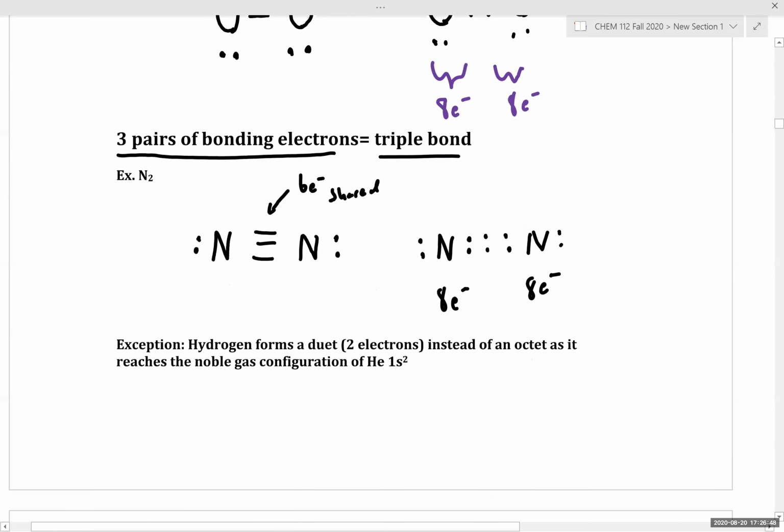As we've touched on previously, hydrogen prefers to have 2 valence electrons to match the noble gas configuration of helium. So we see this, for example, in hydrogen gas, which is H2, where each hydrogen prefers to have 2 electrons surrounding each hydrogen atom.